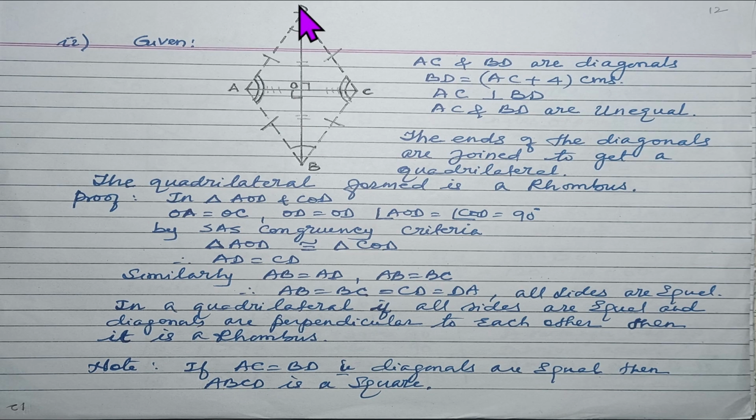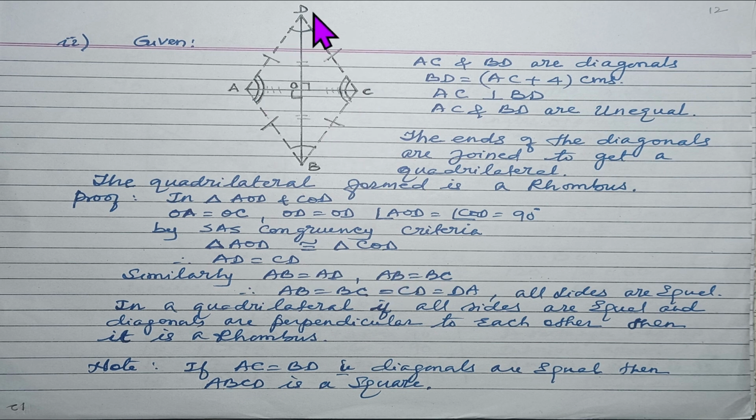OA is equal to OC and OD is common. So by RHS congruency, these two triangles are congruent. That is, triangle AOD and triangle COD are congruent. The corresponding sides are equal. Therefore AD and CD are equal. For the same reason, we can also say that AD is equal to AB and CD is equal to BC. That means all four sides are equal in this particular quadrilateral.